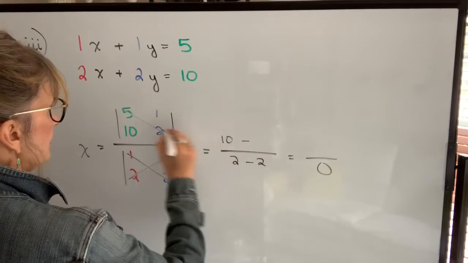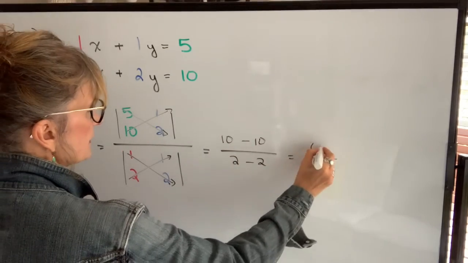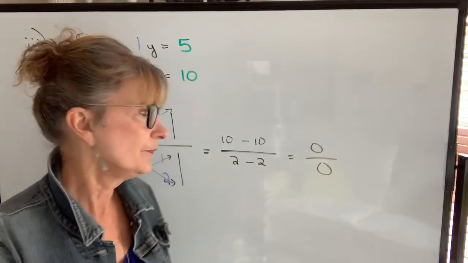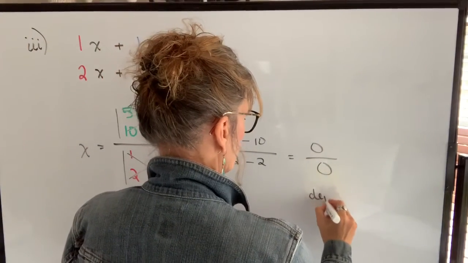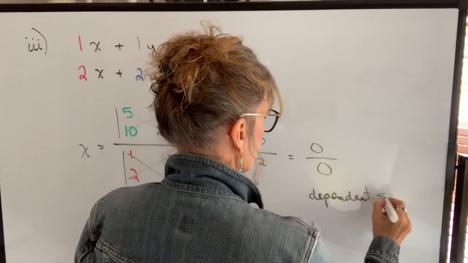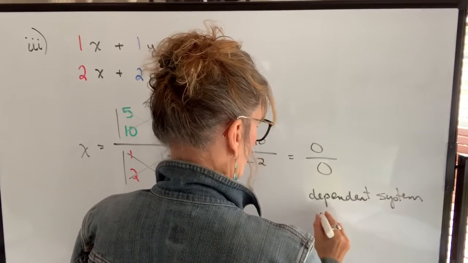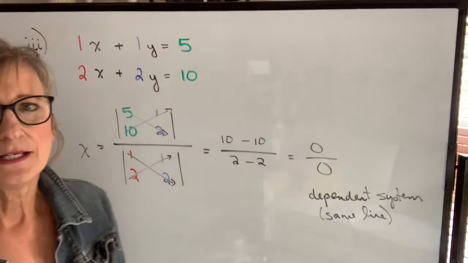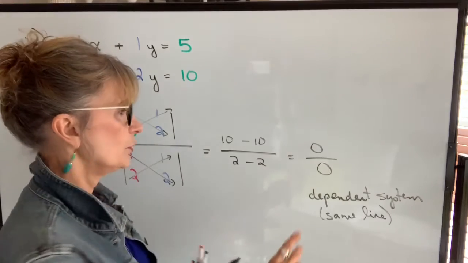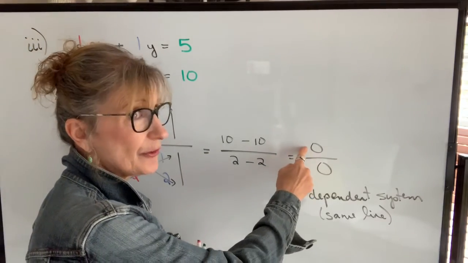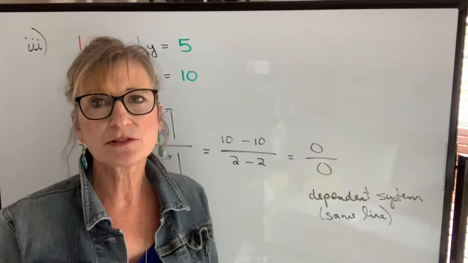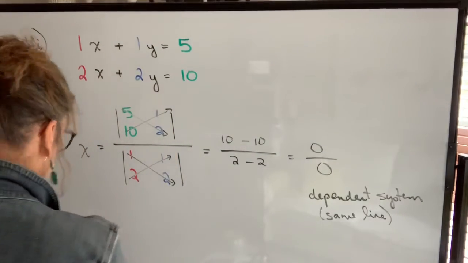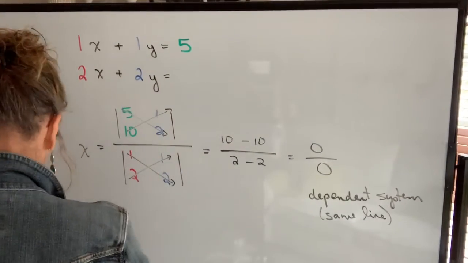5 times 2 is 10, minus 10 times 1, 0. If you get a numerator and a denominator equal to 0, this is a dependent system. Same line. If it's an inconsistent system, you will get a denominator equal to 0, but you'll get a number other than 0 in the numerator. And when that happens, you know that they're parallel lines. It's an inconsistent system. So that could happen if I change this.